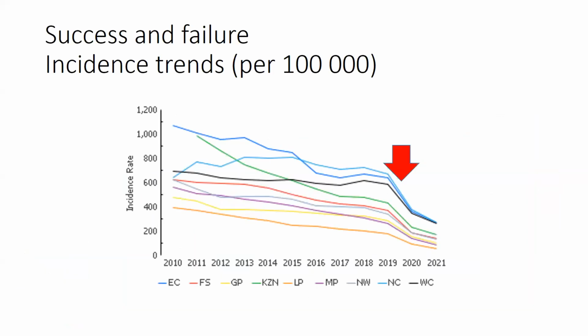But something bad happened. As we all know, we were hit by a pandemic in March 2020. And we can see from this slide that the amount of TB that was diagnosed per province dropped massively. So we screened people and then suddenly we stopped finding TB. Look, there are lots of reasons for it.